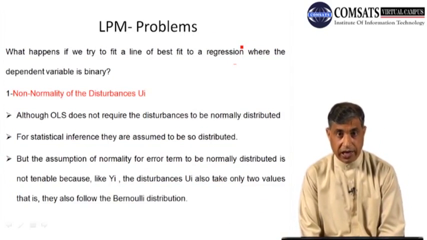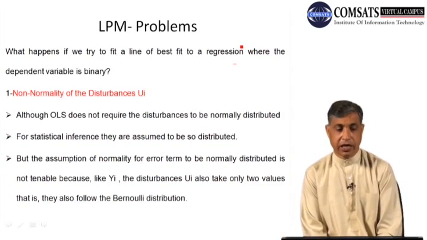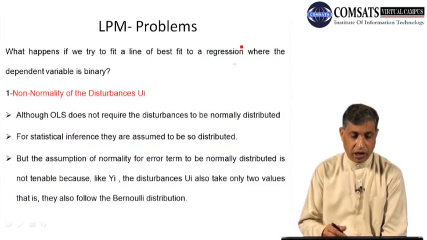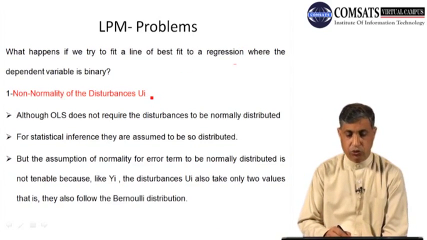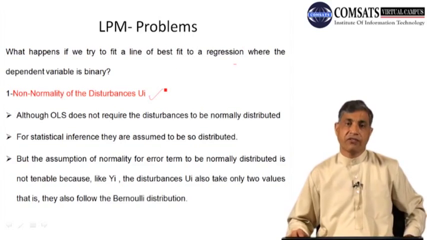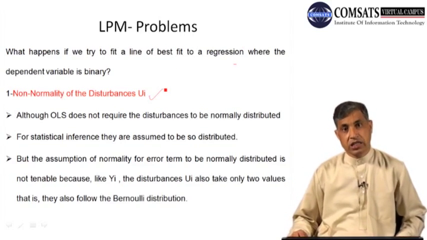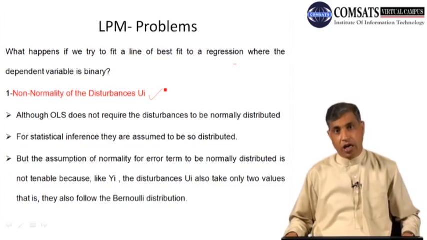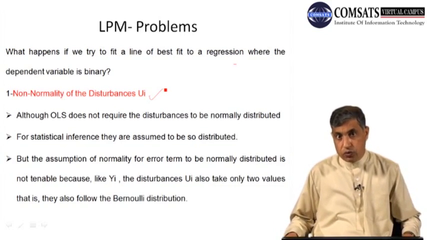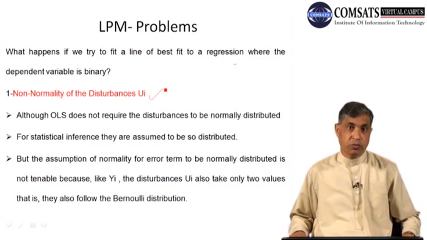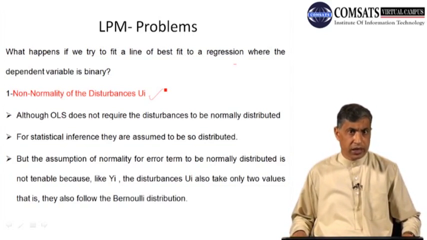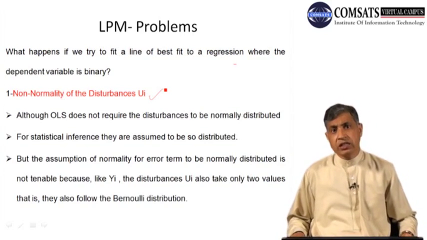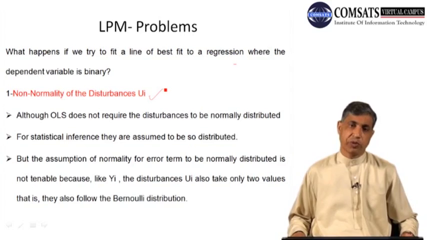Now the problems of the LPM, the linear probability model, start. First is the non-normality of the disturbance ui. This is the first thing: in this case our ui, that is the error term, is not normally distributed. And if you stress your memory, you will recall that we did not make any assumption of normality in the case of OLS. So what is necessary to explain this here?